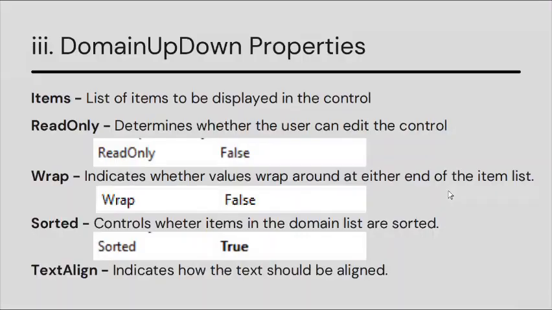In addition to the Items property, the domain up-down control has several other properties that you can use to customize its behavior. Items: list of items to be displayed in the control. ReadOnly: determines whether the user can edit the control. Wrap: indicates whether values wrap around at either end of the item list. Sorted: controls whether items in the domain list are sorted. And TextAlign: indicates how the text should be aligned.